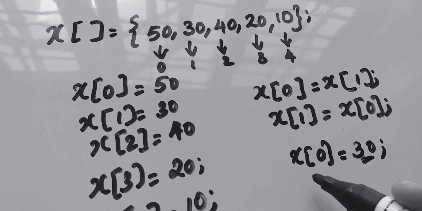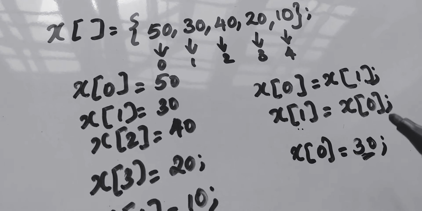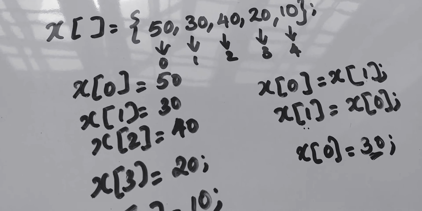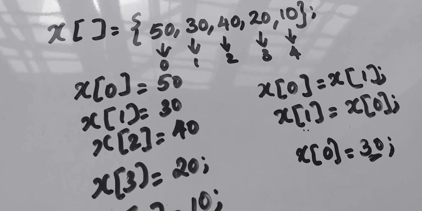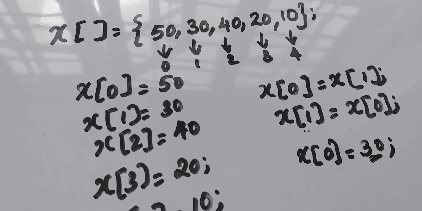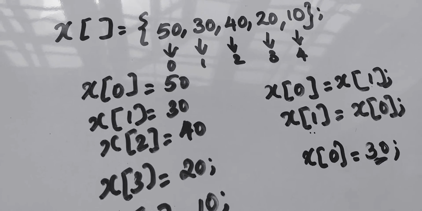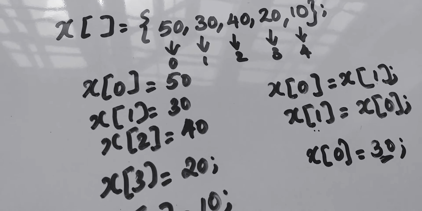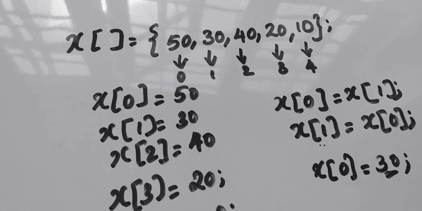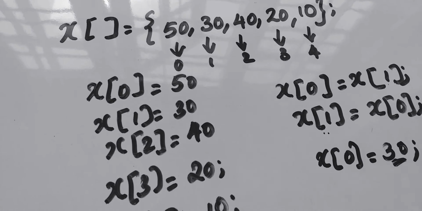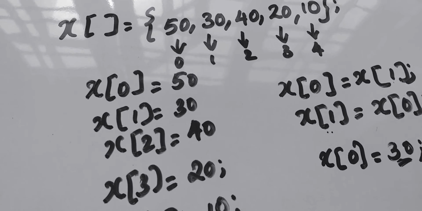Clear? So now consider the second statement, h of 1 equal h of 0. Is there any value in h of 1? The value of h of 1 is already stored to h of 0. So there is no value. So swapping is not possible in this case.